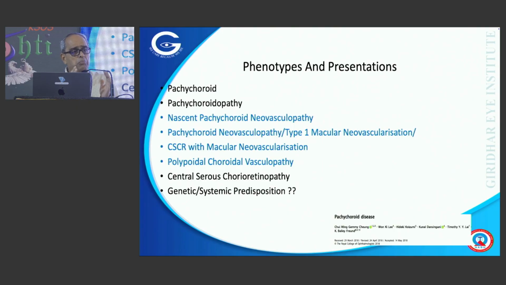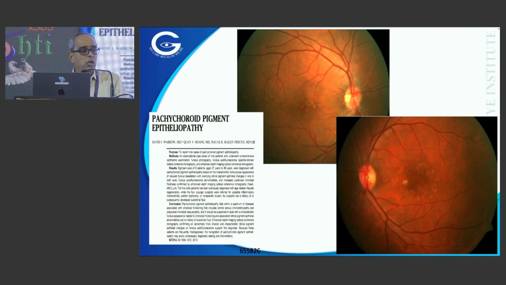So pachychoroid per se is not a disease, but pachychoroid epitheliopathy is a disease. And what we are going to talk about is a nascent or a non-exudative pachychoroid neovascularization and the type 1 macular neovascularization and CSCR with macular neovascularization and PCV. So these are the four entities which we are going to talk about.